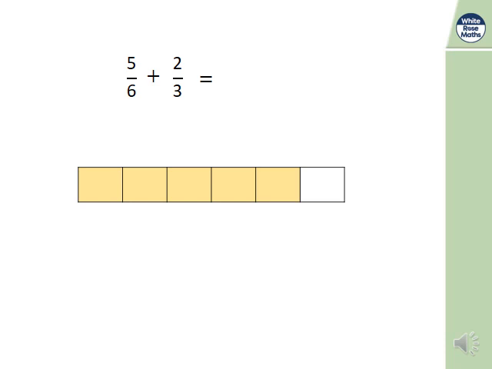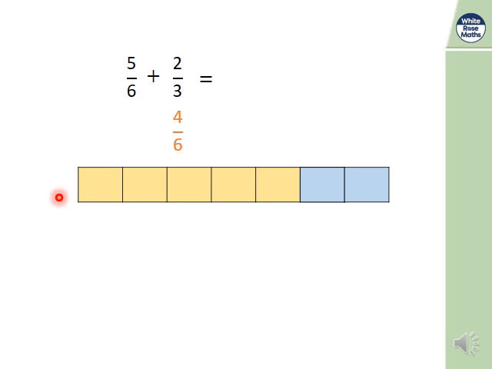Let's see. Well, hopefully we saw that the denominators are not the same, so we would have changed our 2/3 by multiplying by 2 to change them to 4/6. Now we're doing 5/6 add 4/6, and with our fraction bar we already have our 5/6, so we've got to add 4 more sixths on. So we've got to add 1 more sixth. Can we add another sixth like that?